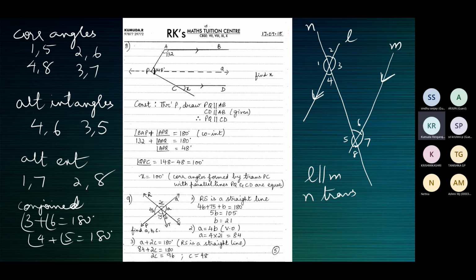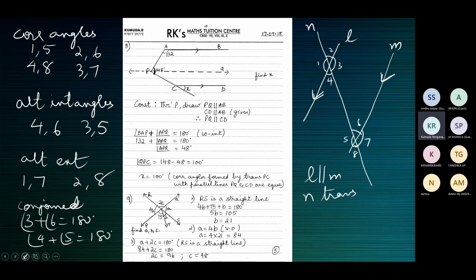All the other angles are equal. Corresponding, alternate interior, alternate exterior, these angles are equal. But allied angles or conjoined angles, they're supplementary. They're not equal. They're equal only in one case when each is equal to 90 degrees, since 90 plus 90 is 180. Otherwise, they're only supplementary. All right, children. Very good.